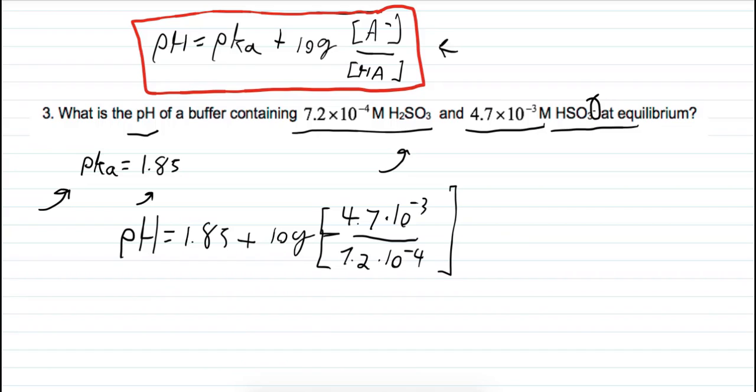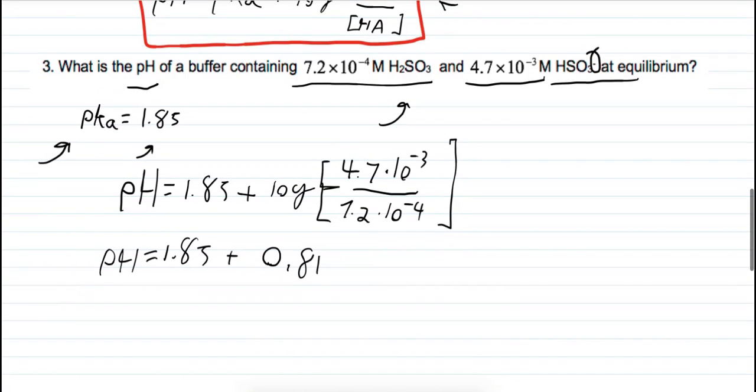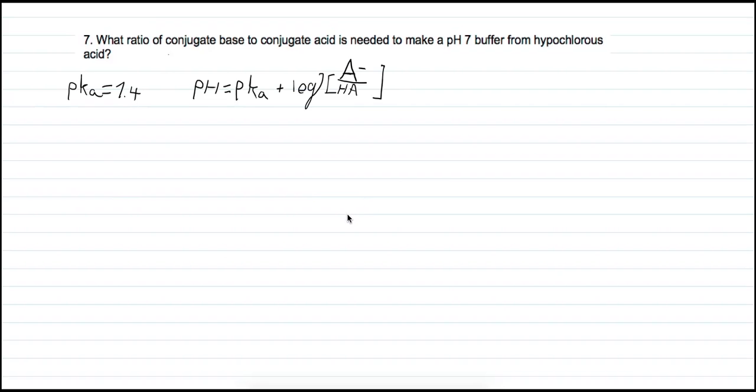Now if you put in the log of this, you should get pH equals 1.85 plus about 0.81. And if you add these two together, you should get pH equals 2.66. And that is how you find the pH of a buffer. Now, I want you guys to try one more problem.